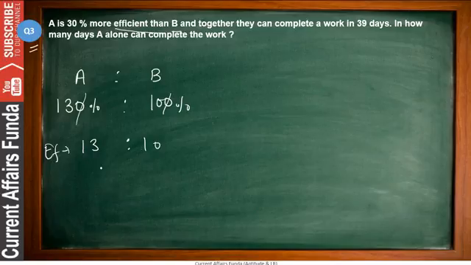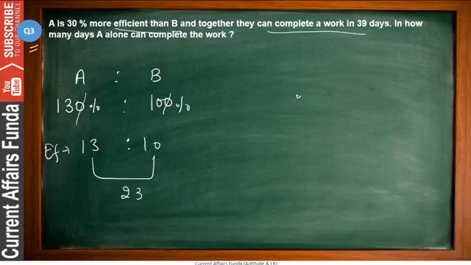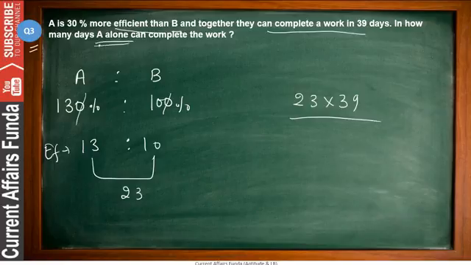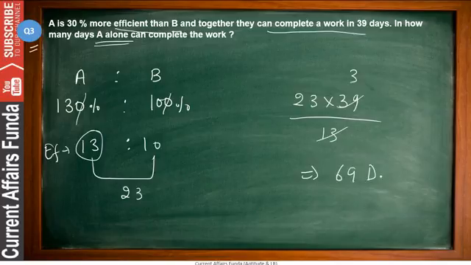Okay, so what will be the combined efficiency of A and B? It will be 23. Okay, and they can complete the work in 39 days. That means 23 into 39 will be the total work. And in how many days? A alone, we are talking about A alone. That means divide by the efficiency of A. The efficiency of A is 13, so divide by 13. 13 goes 3 times, so 23 into 3 will be 69 days.